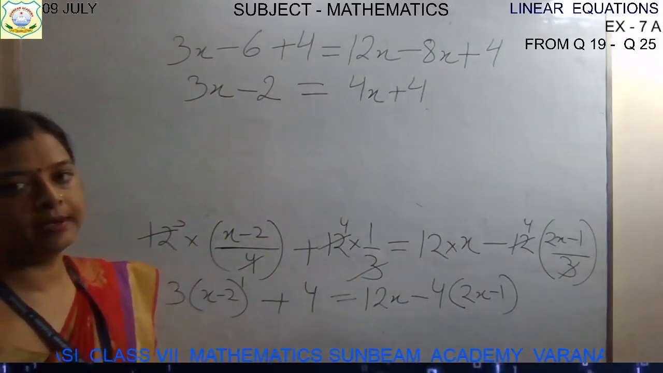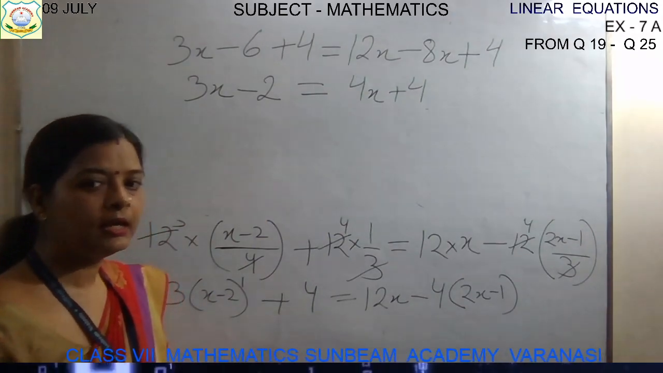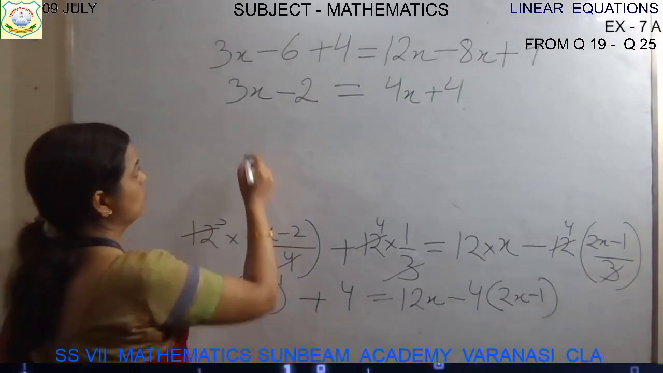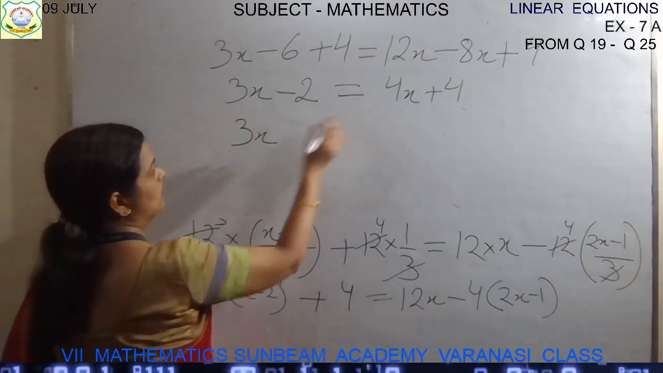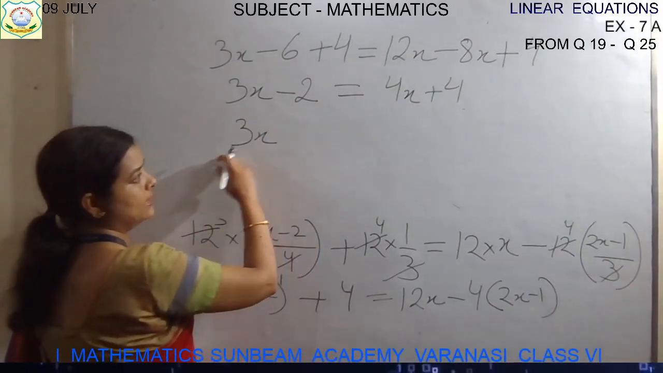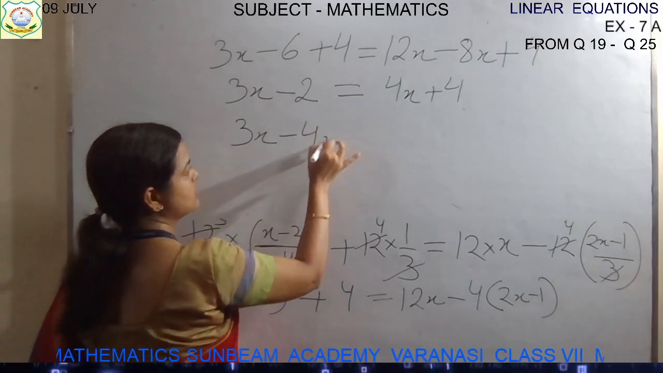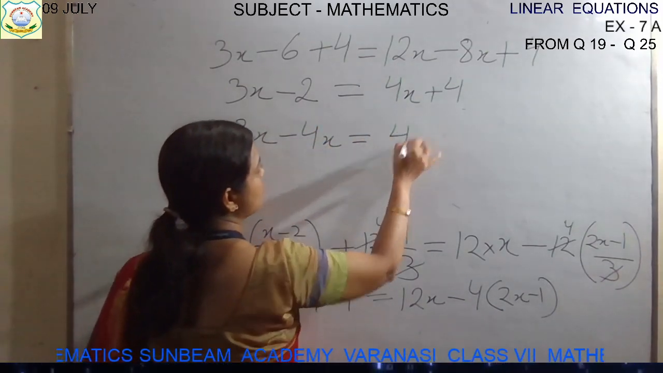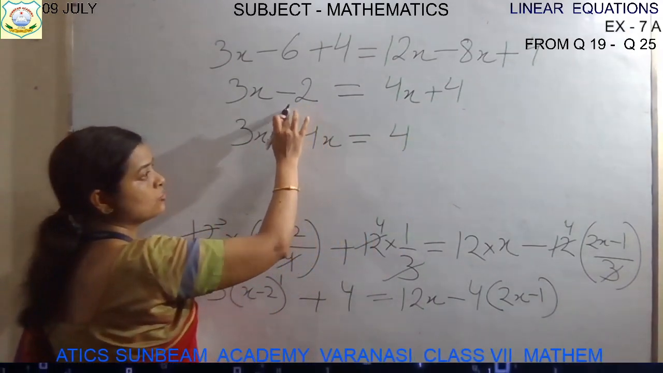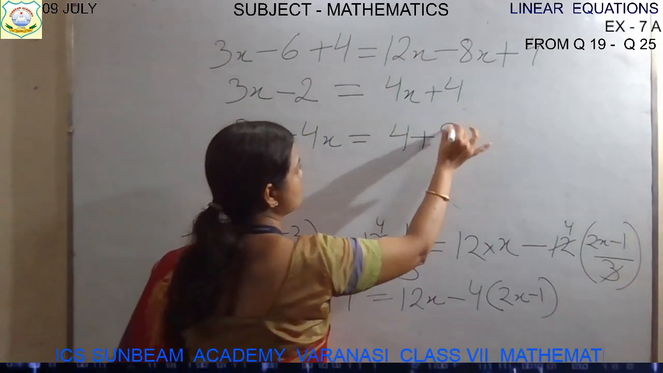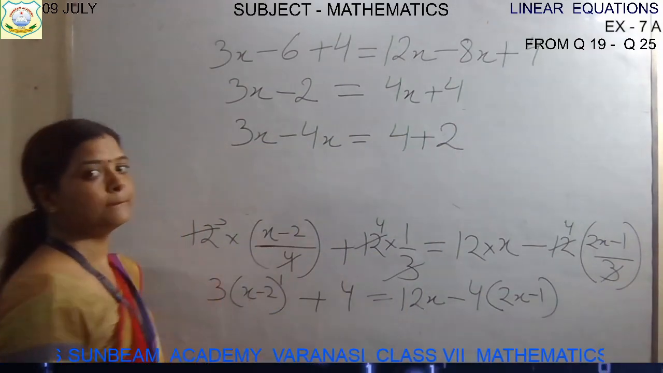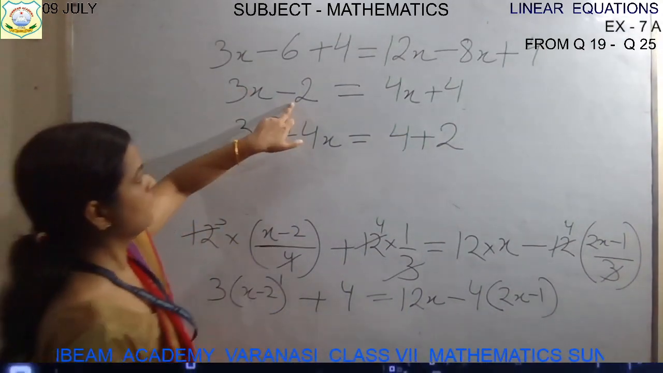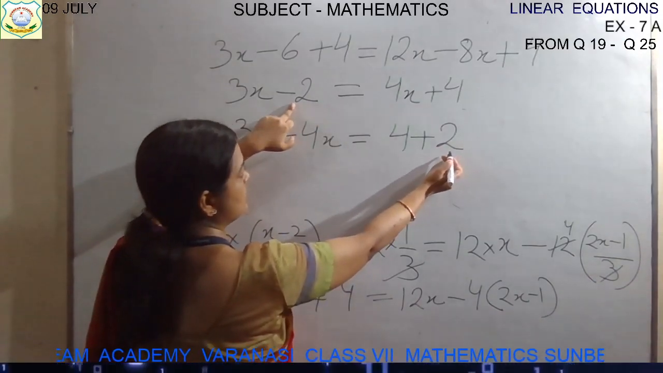Now we will separate the variable term on one side and the constant term on the other side. So 3x, when 4x comes to this side, it will become minus 4x. Its sign will change, children. Is equal to 4, which is already on that side. When minus 2 is transposed to that side, it will become positive plus 2.